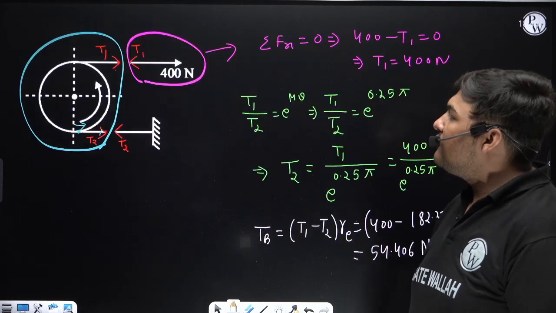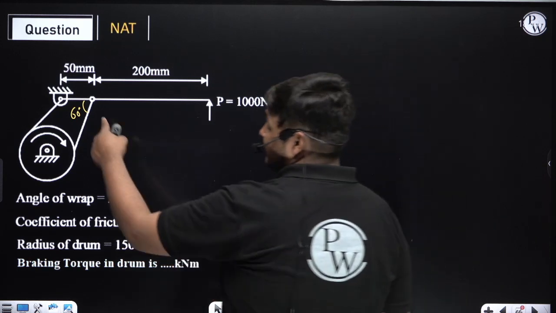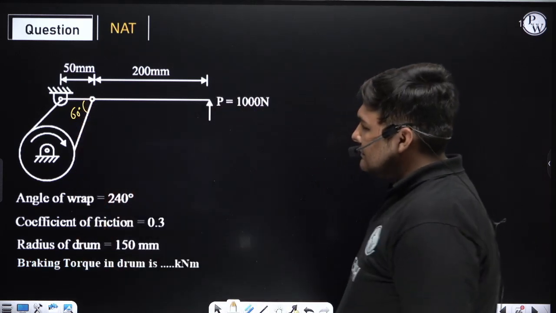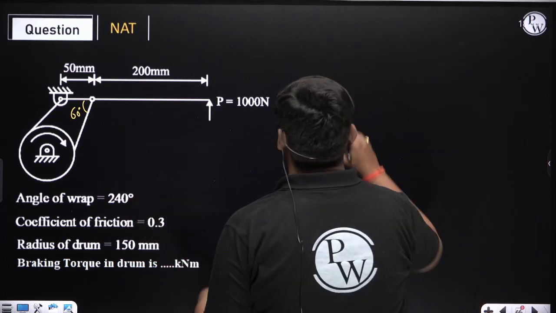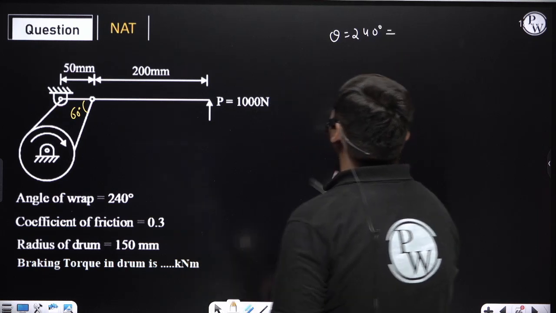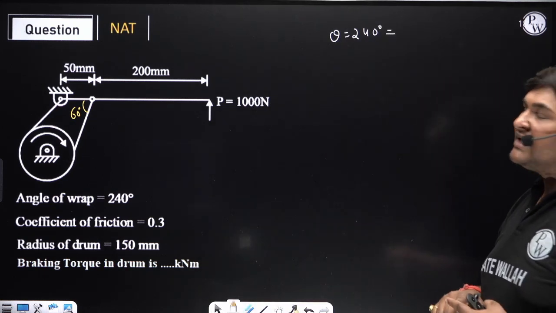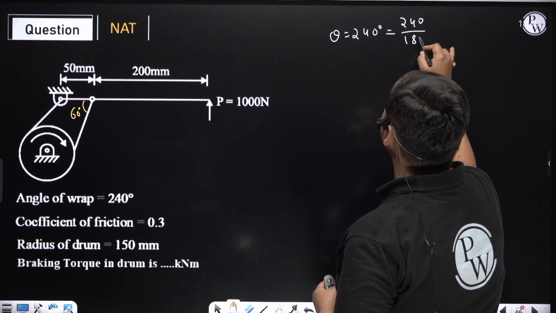Okay. We will solve one more question. In this question, see this angle carefully, it is 60 degree. Now, here braking effort P is given. Angle of wrap, that is theta, is 240 degree. Convert this into radian. If we convert this into radian, d by 180 is equal to theta by pi. So it will be 240 by 180 into pi radian.